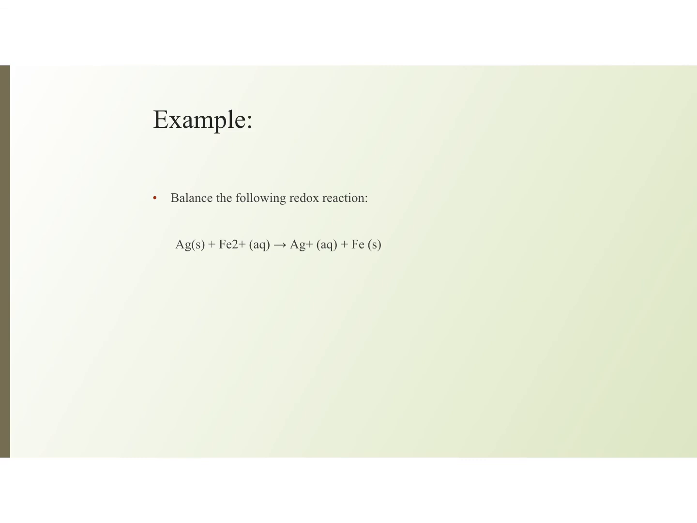So by that, what we're going to do is put Ag solid goes to Ag positive. And then the other one would be Fe2 plus aqueous goes to Fe solid. Now the second step is to add electrons to the side that is needed. And one thing that can really help you is determining the oxidation numbers of each of these species.